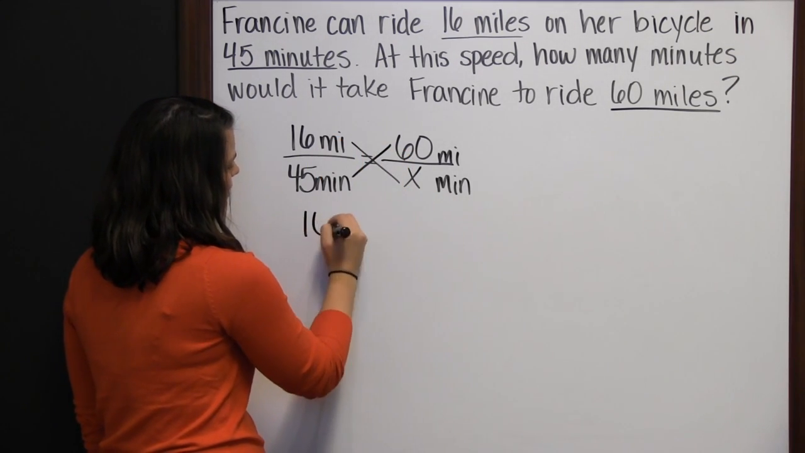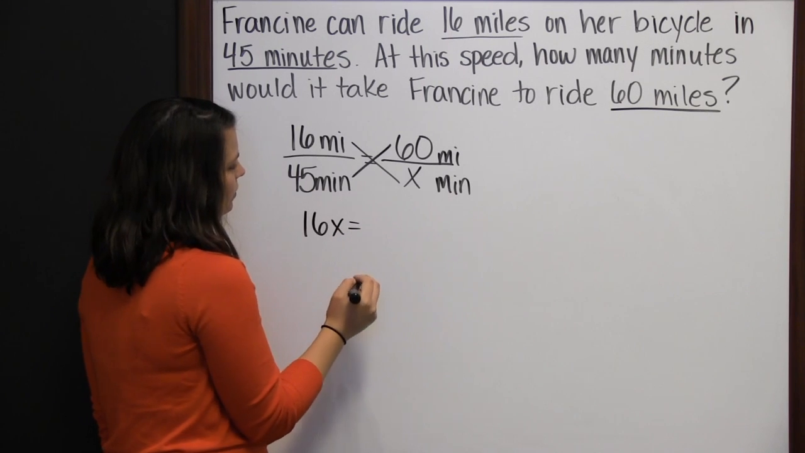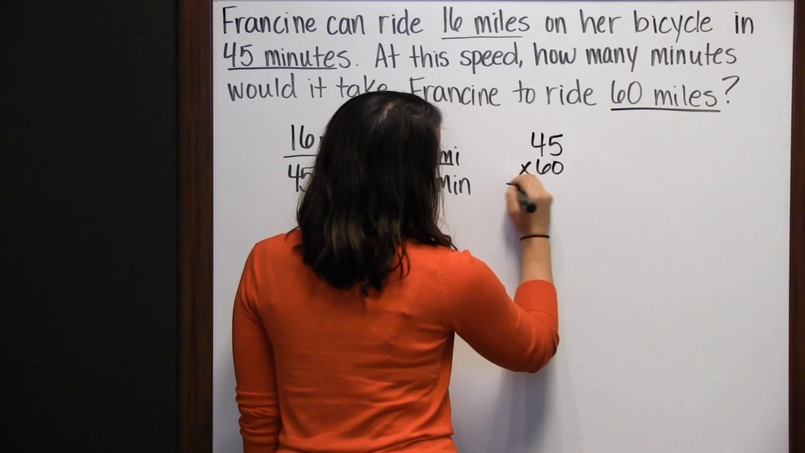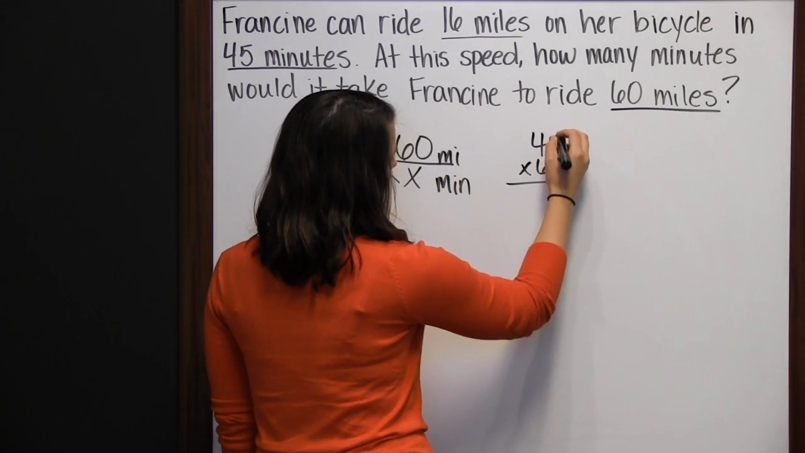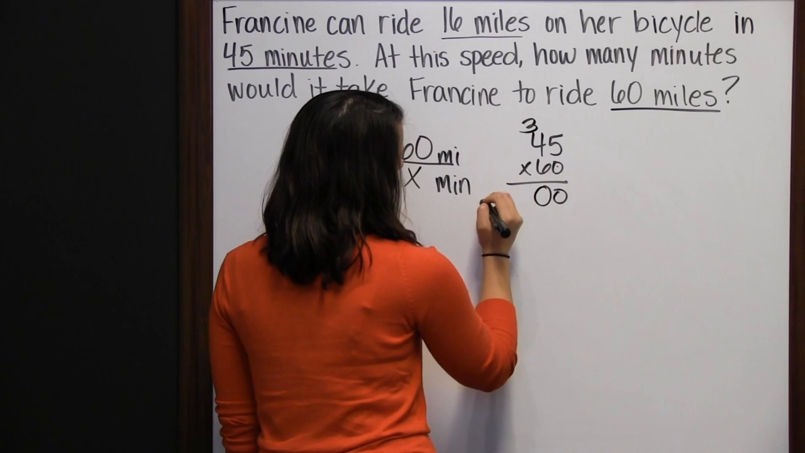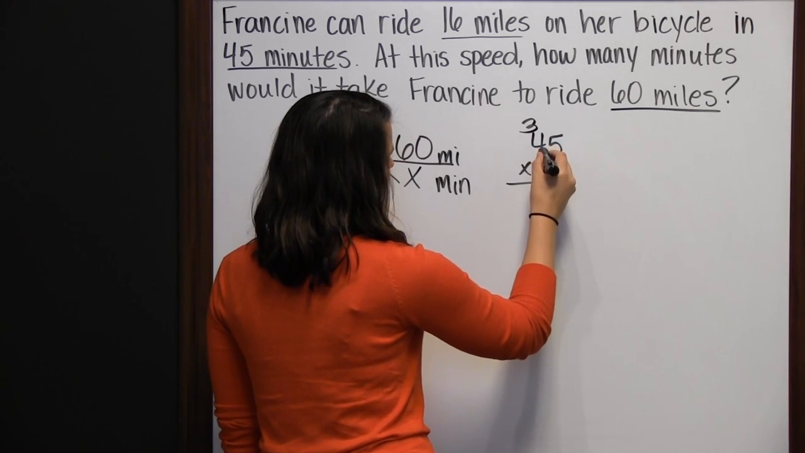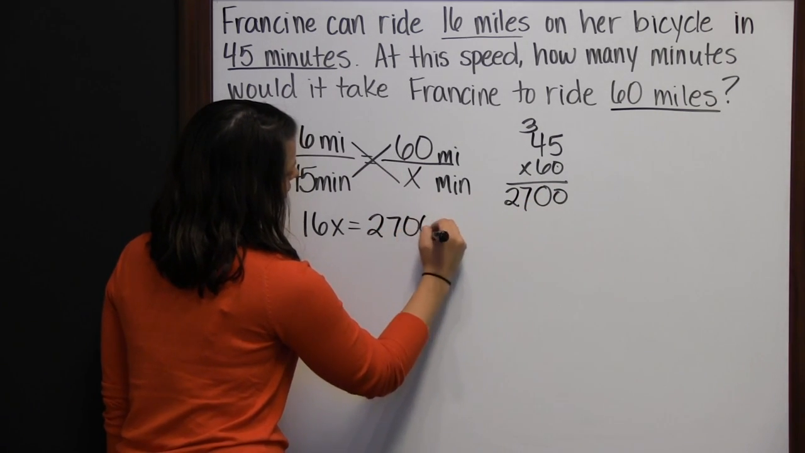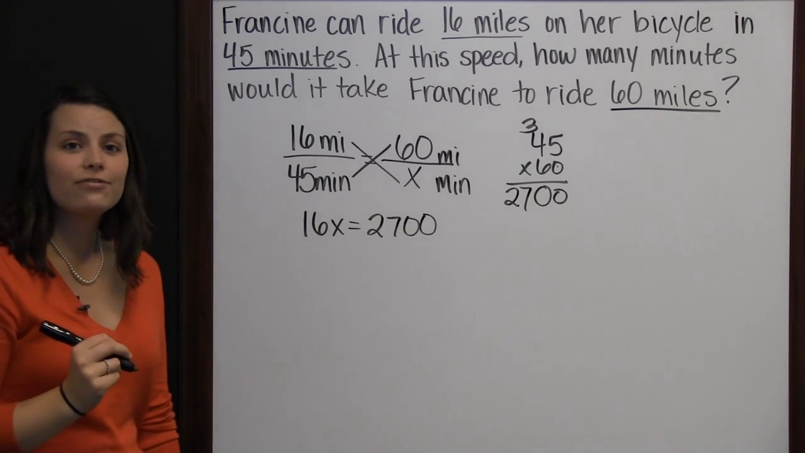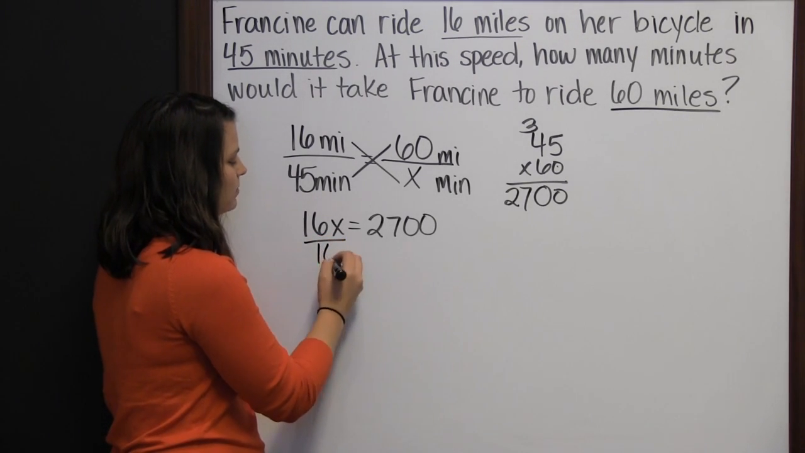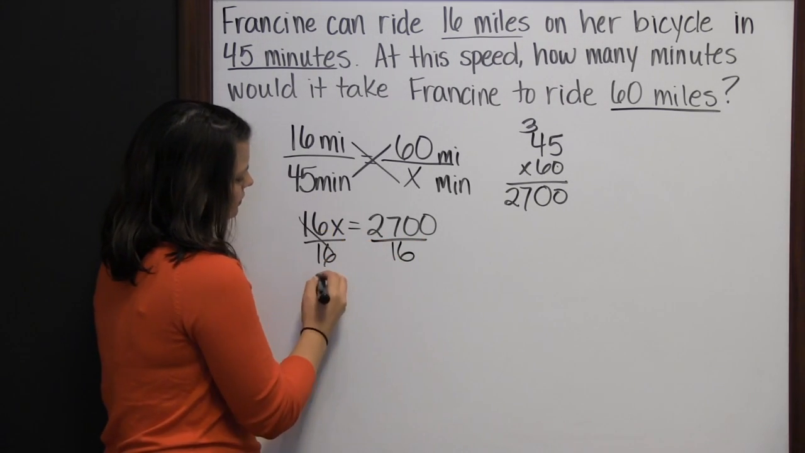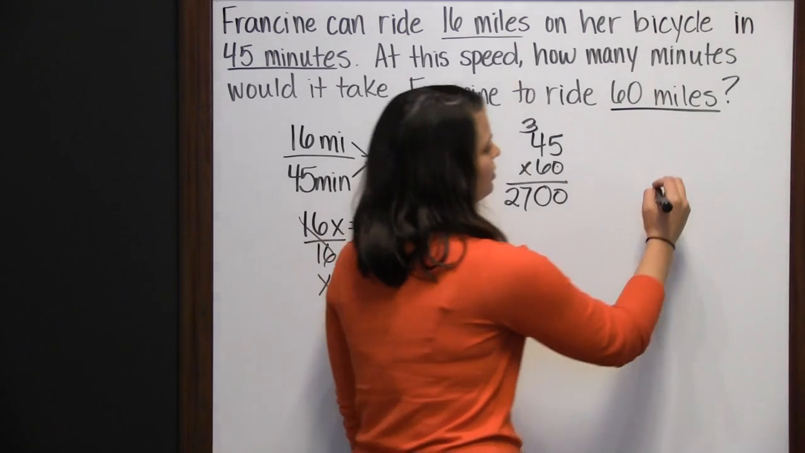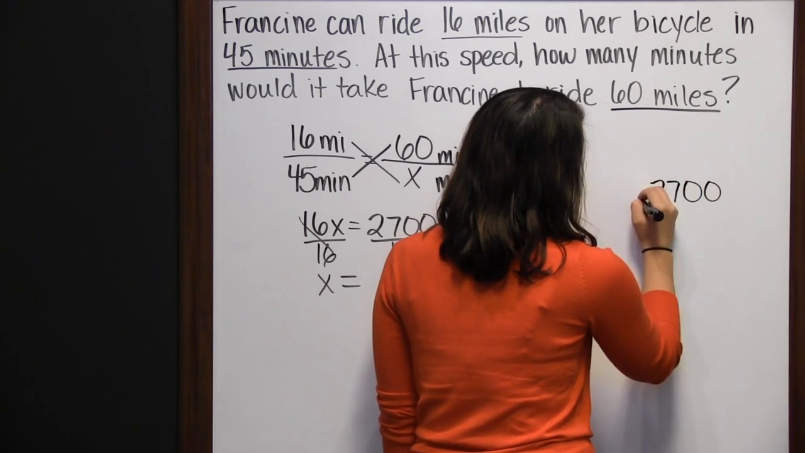16 times x is 16x, and that equals 60 times 45. 0. 6 times 5 is 30, carry the 3. 6 times 4 is 24, plus 3 is 27. So 2,700. And then we solve for x by dividing both sides by 16. So x equals, and now I need to find out what 2,700 divided by 16 is.